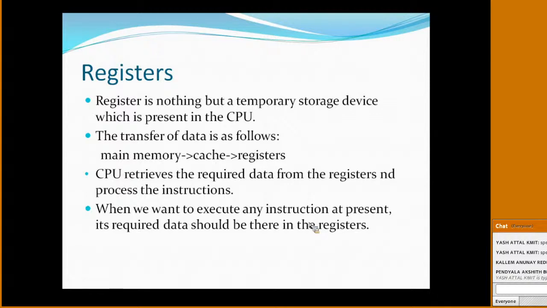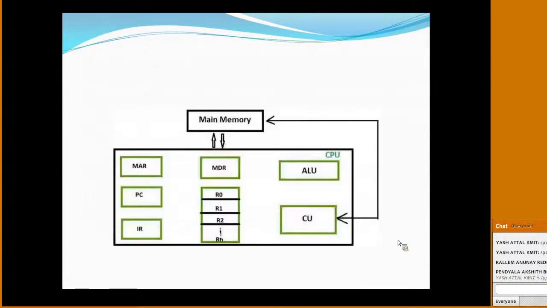So your CPU mainly contains three components. One is the ALU, arithmetic logic unit. It is used to perform your arithmetic operations. And the second one is the control unit. I'll explain what this control unit is and the different types of register. So the three main components of your CPU are the ALU, control unit, and different types of register.